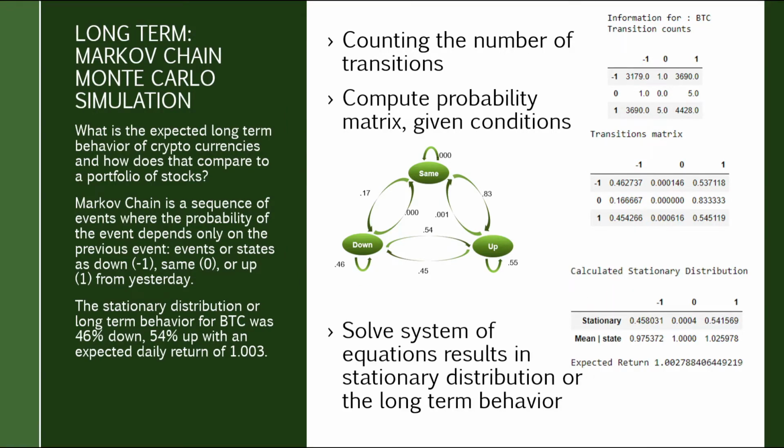This gives you a system of equations which can be solved and result in what's called the stationary distribution, or the long-term behavior of the Markov chain. In this case, our stationary distribution for Bitcoin was that 46% of the time it will be going down. It almost never stayed the same 2 days in a row, and 54% of the time it will be going up from the prior day. In addition, you can multiply these stationary distributions by the means given each state, and that provides you the expected return. In the case of Bitcoin, that expected daily return was 1.003.